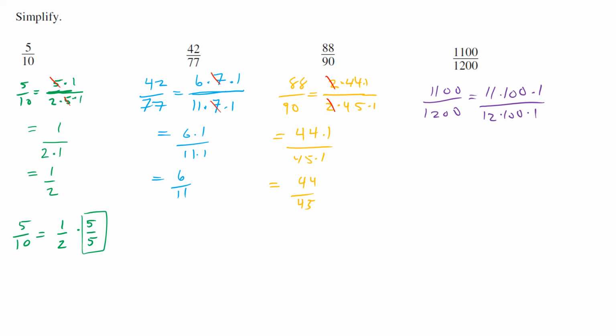And so that 100 in both the numerator and denominator is why you may have seen at some point a trick where you just cross out zeros. Well, this is the official reason why. So that 100 is going to cancel. So this gives me 11 times 1 over 12 times 1. And so that just gives me 11 over 12.